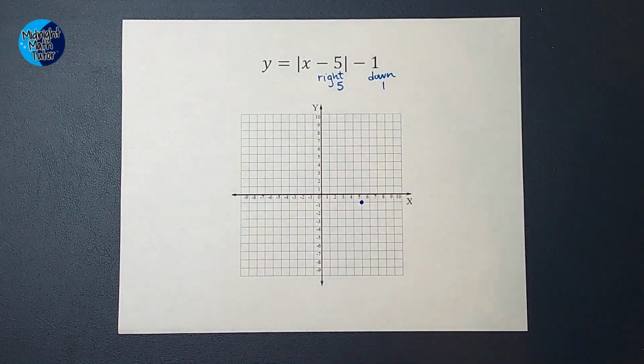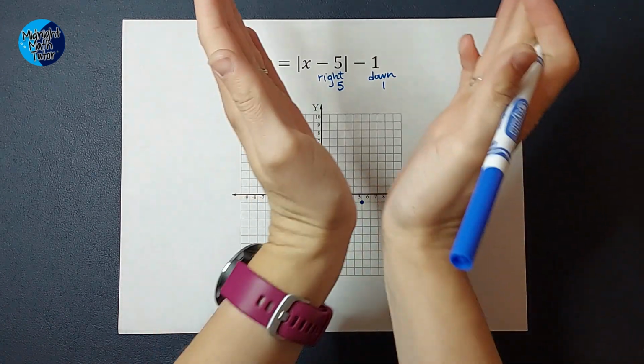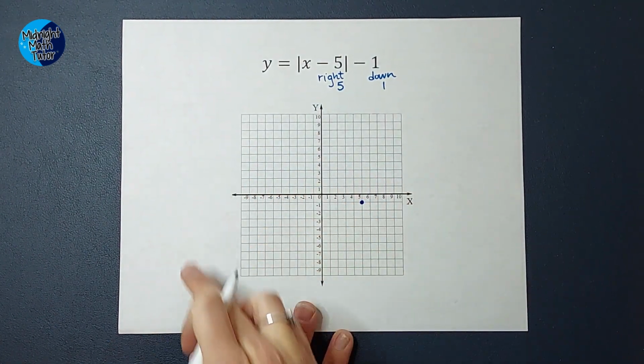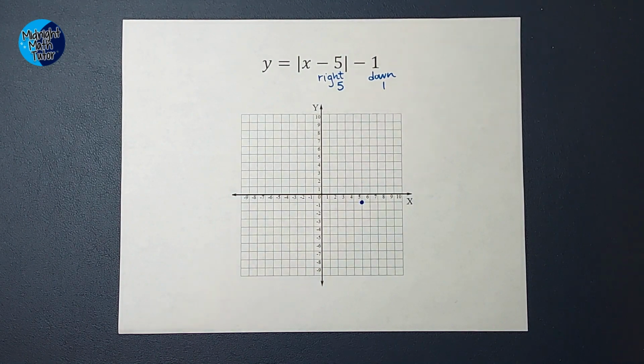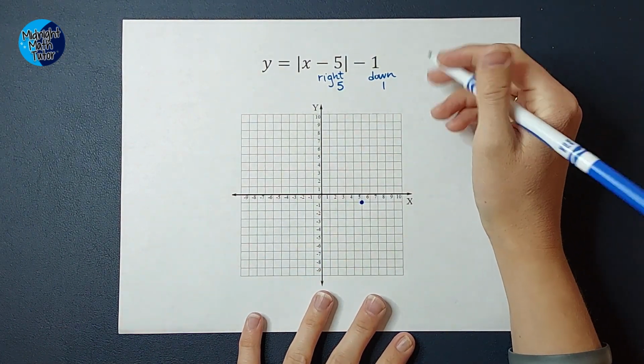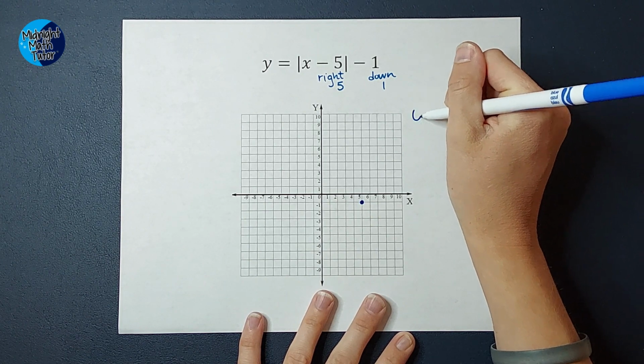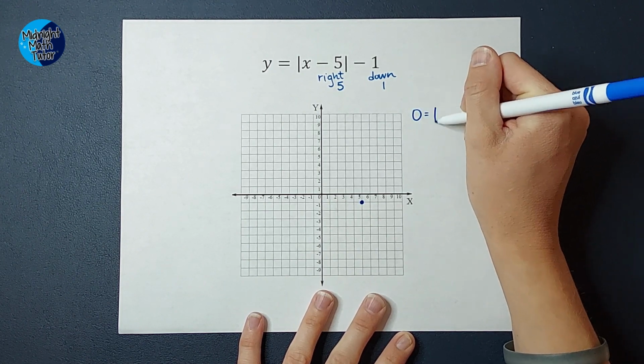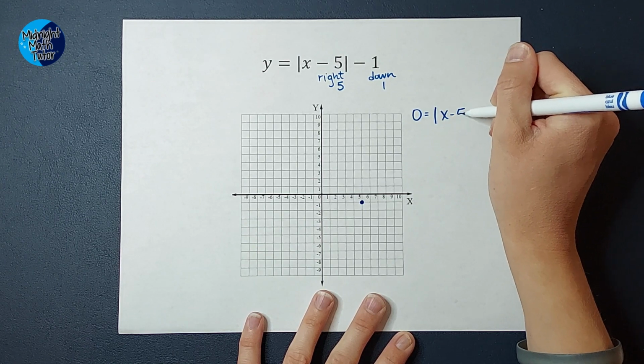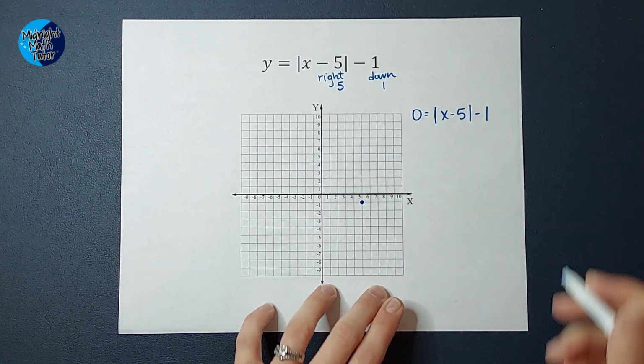And then as you graph these more, you'll probably be able to graph them pretty quickly. Some teachers at this point might just want to know that you know where the vertex is and that it opens up, okay? But if they want some more points graphed, we're going to do that really quickly, okay? So knowing that this opens up, I kind of want to know where it crosses my x-axis, okay? So to do that, I am going to plug in 0 for y, okay? So I'm going to have 0 equals the absolute value of x minus 5 minus 1, okay?